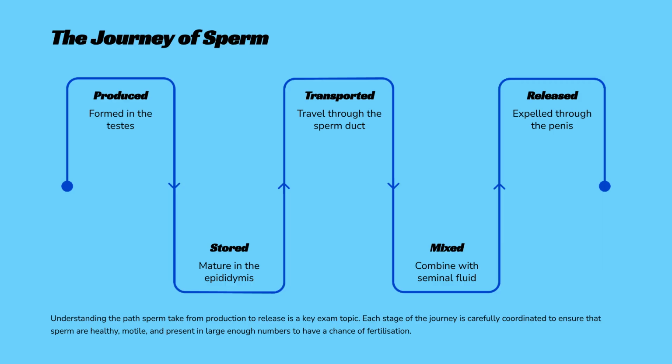Sperm follow a precise journey: production in the testes, maturation in the epididymis, transportation via the sperm duct, mixing with seminal fluids, and finally, release through the penis. This coordination is essential for successful fertilization.